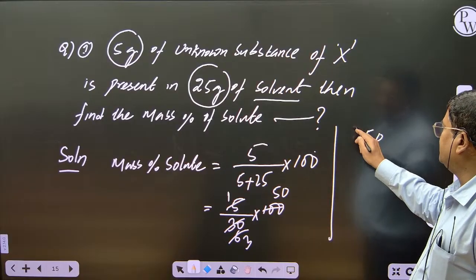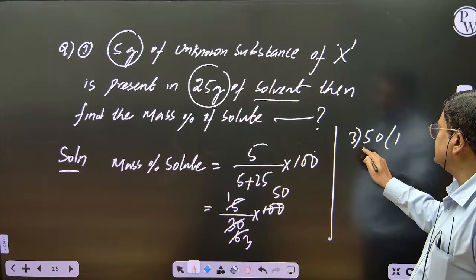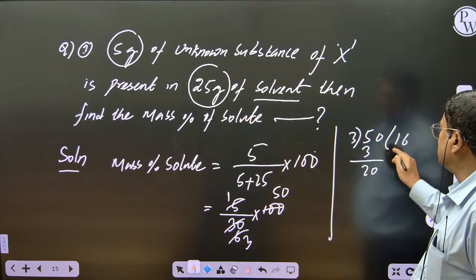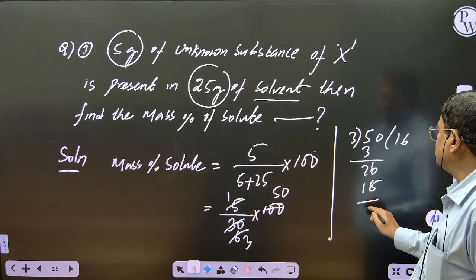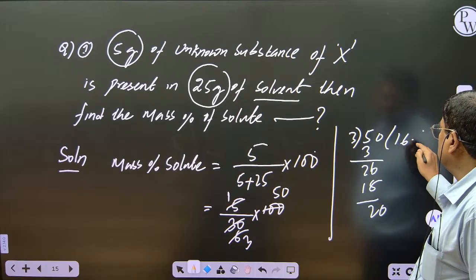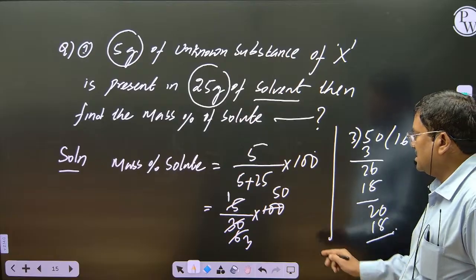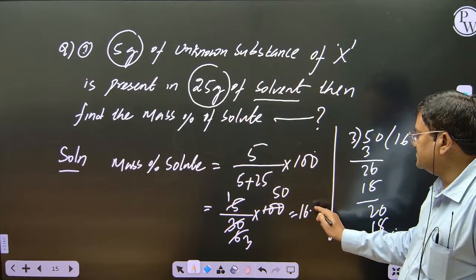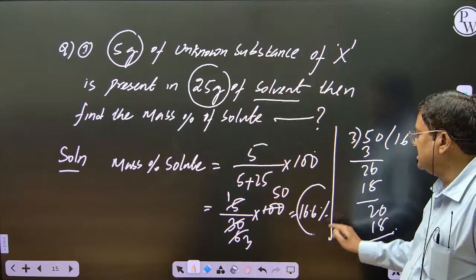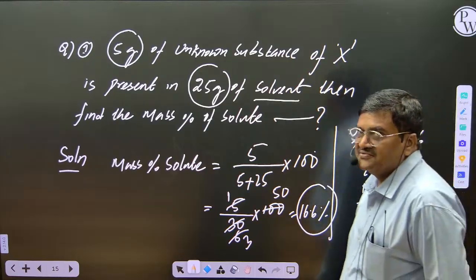So on division of 50 with 3, 3 multiple will cancel. 3 ones are 3, 20, 3 sixes are 18. So borrow from this, 2 will be there, then point. Is it coming 16.66, students? See then, what will be the mass percentage of solute? 16.6% is the mass percentage of solute.